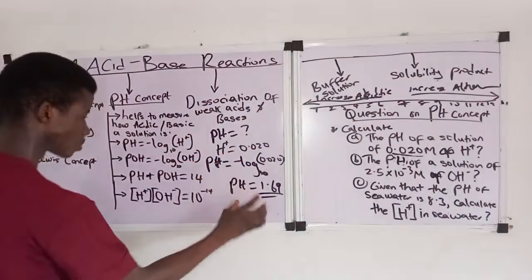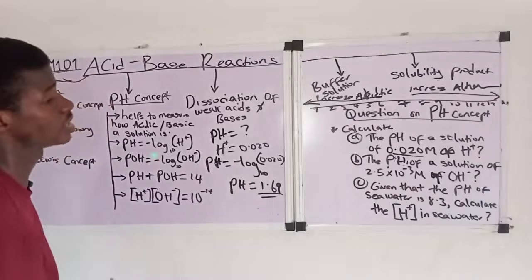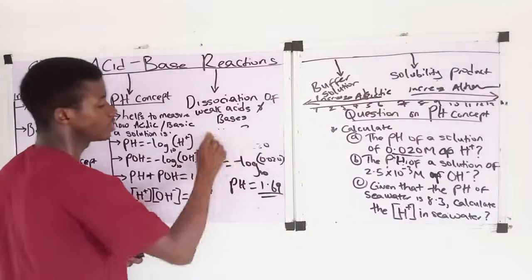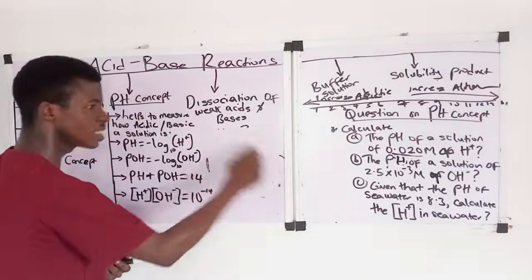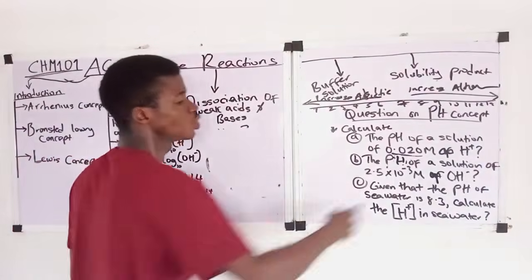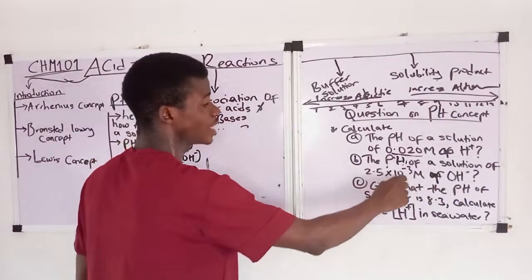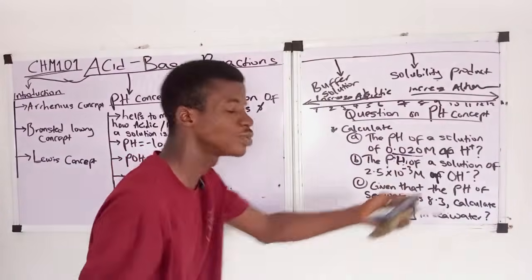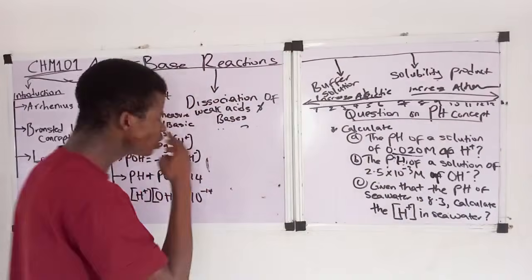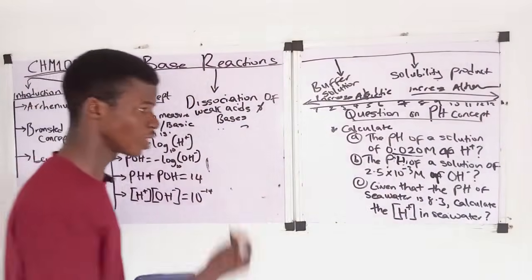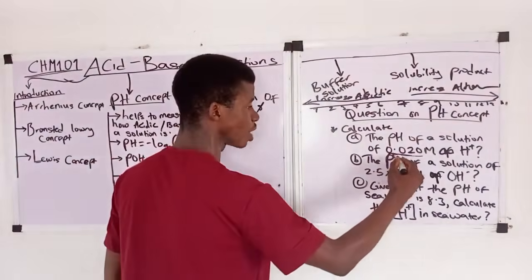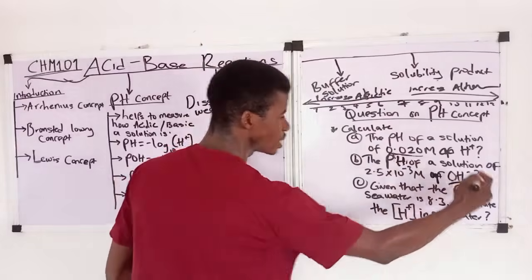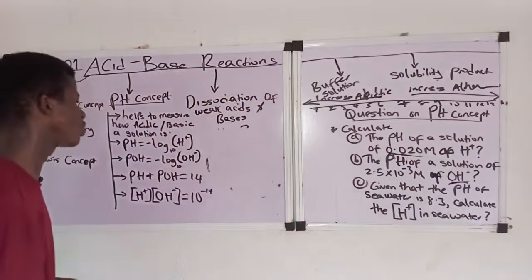Now let's move to the next question. It says calculate the pH of a solution of 2.5 times 10 to the minus 3 molar concentration of hydroxide ion. Which formula are we going to use? Remember, they asked us to calculate for what? The pH of hydroxide ion.